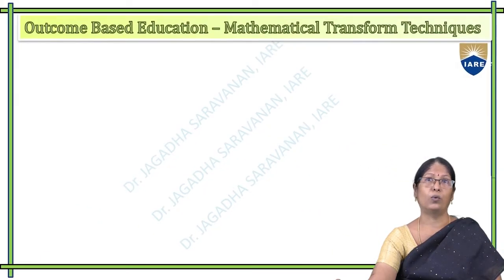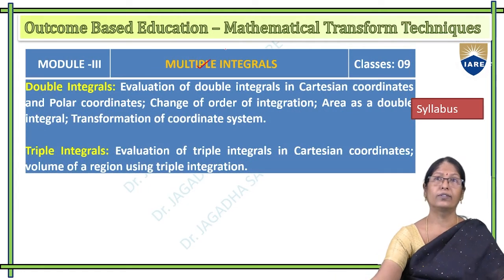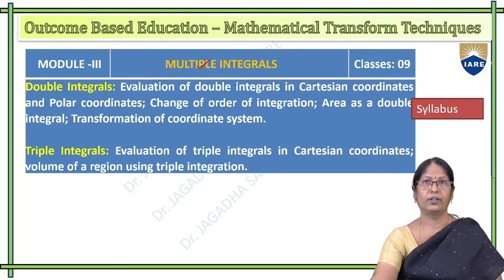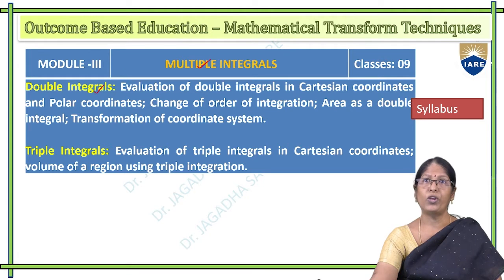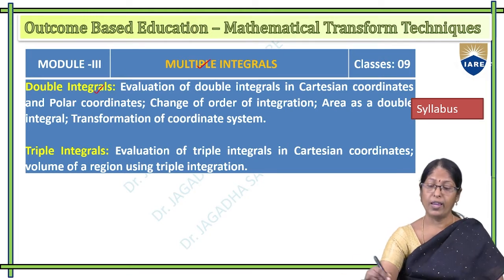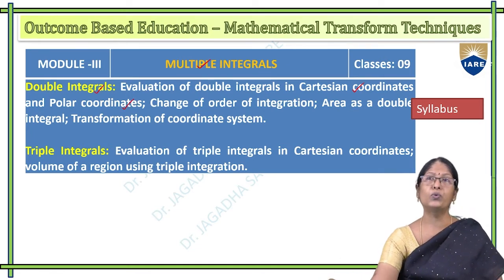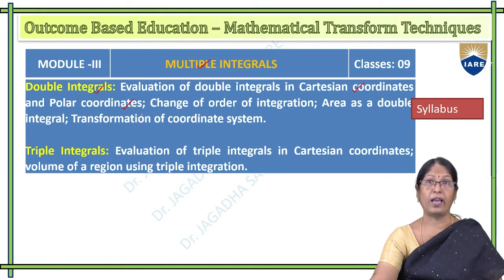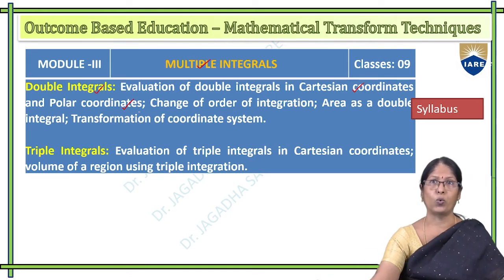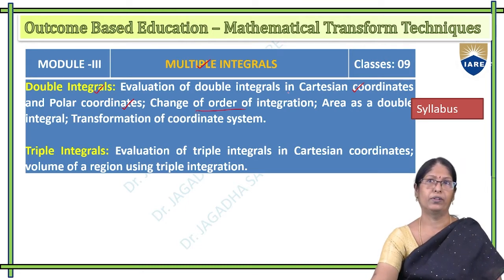So our module 3. The module 3 is multiple integrals. That is, in which double integral, that is evaluation of double integrals in Cartesian form, in polar form, which is in 2 dimension, that is x and y coordinates, and r and theta, that is radius and angle, which is given in polar coordinates. Change of order of integration.